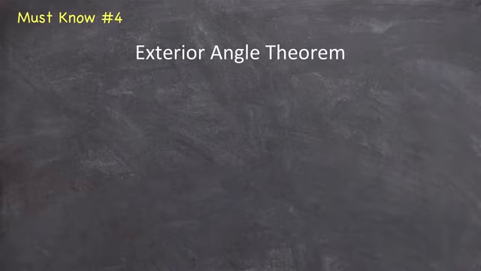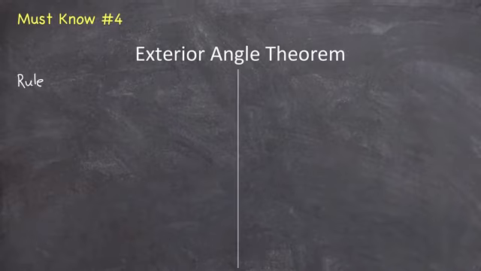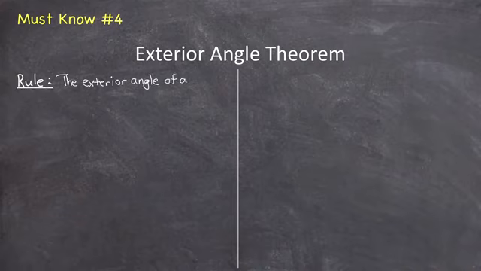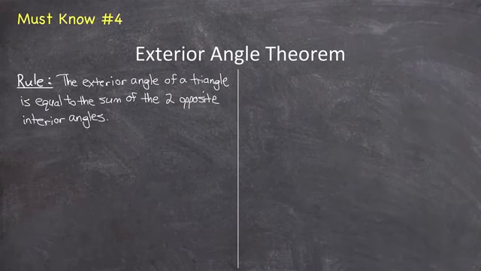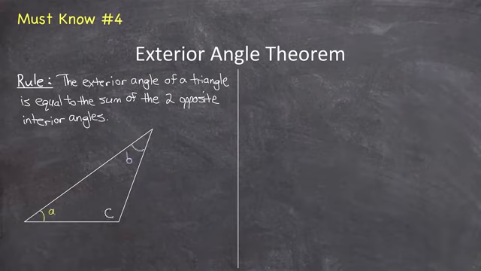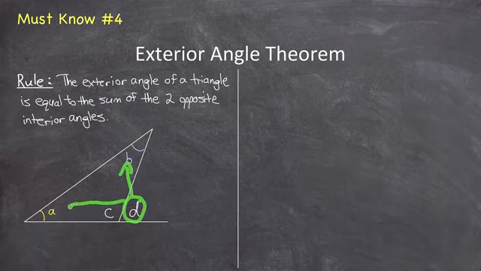Must know number 4, the exterior angle theorem. This rule states that the exterior angle of a triangle is equal to the sum of the two opposite interior angles. So if I were to draw a triangle, and I'll label the interior angles A, B, and C, and then if I extended one of the sides of this triangle, this angle outside of the triangle, which we call the exterior angle, I could label angle D, and then what you need to know is that this exterior angle D is equal to the sum of the two opposite interior angles. So D would equal angle A plus angle B.